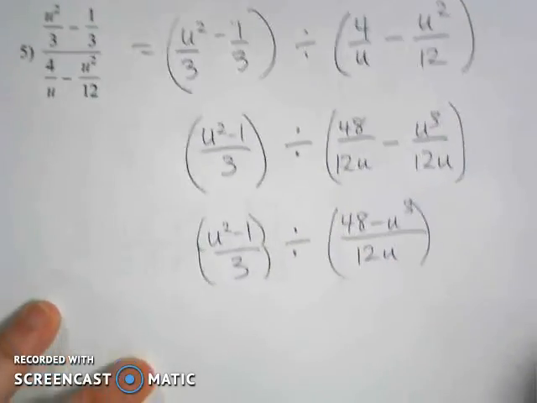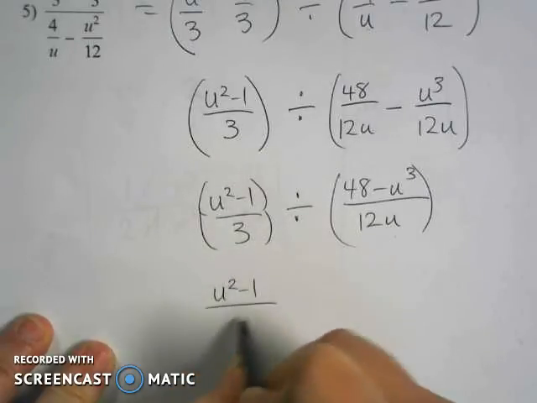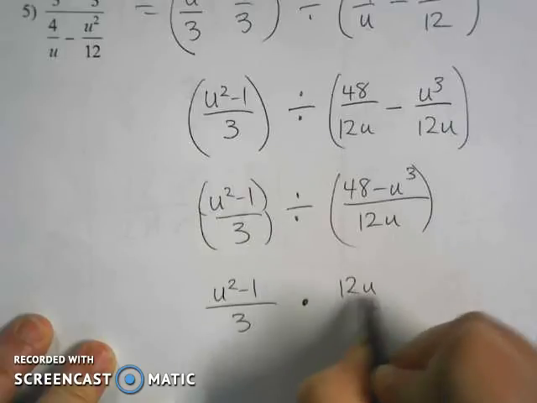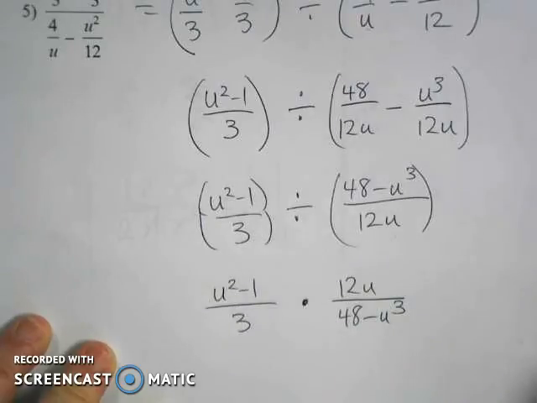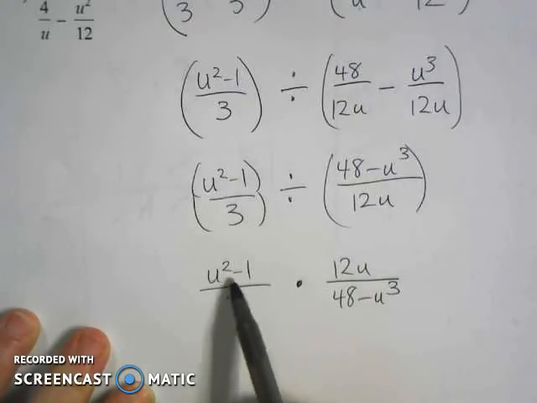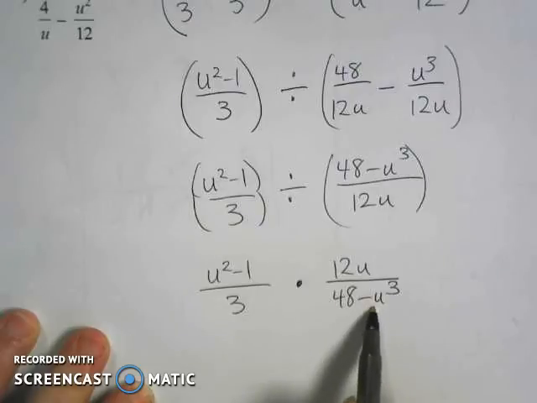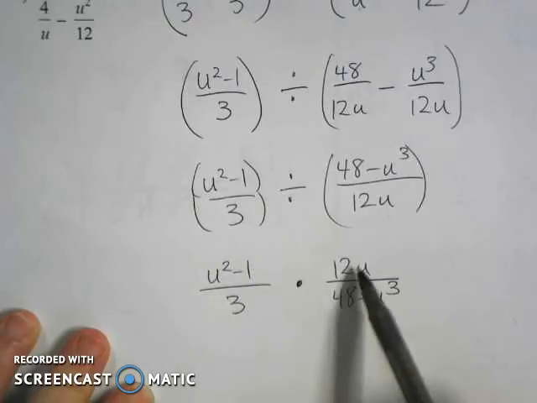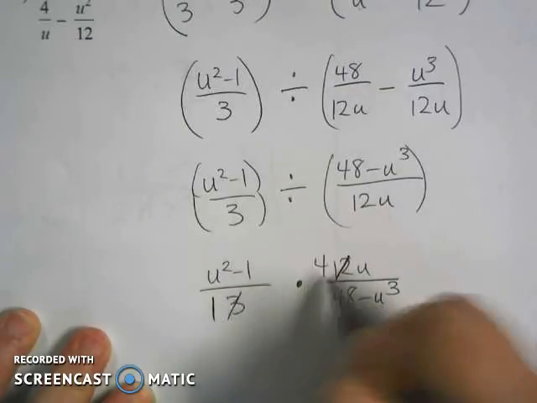So let's take a look at the next step. We're going to multiply by the reciprocal. So I have u squared minus 1 over 3 times 12u over 48 minus u cubed. This is not a difference of cubes, so I really can't factor it. The only thing I can do here is check to see if there's anything that can be canceled out otherwise. This could be factored. But because it won't cross-cancel with anything, I'm going to leave it alone. 3 and 12 definitely can cross-cancel. Divide both of those by 3, you get a 1 here and a 4 there.